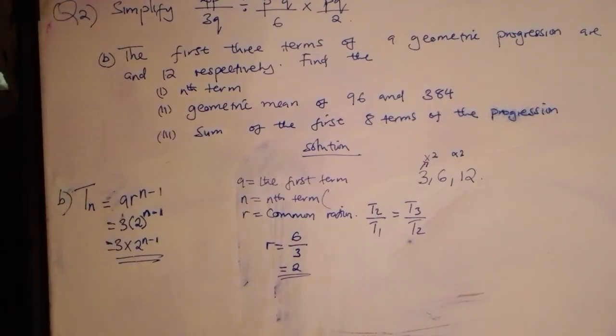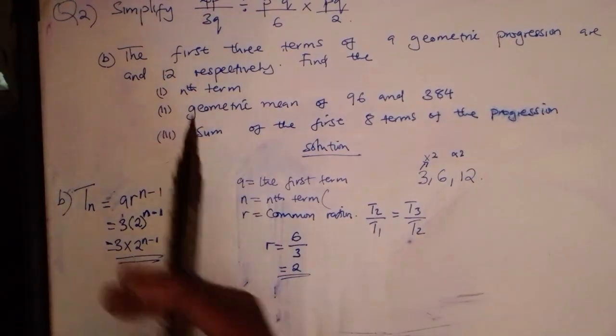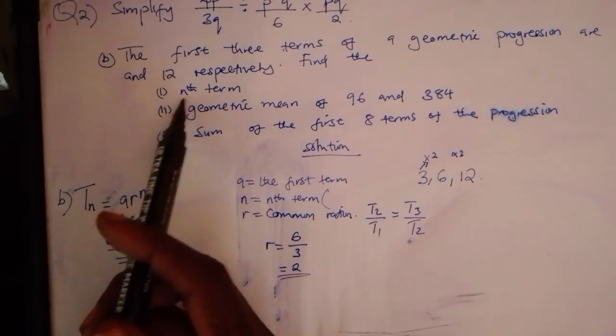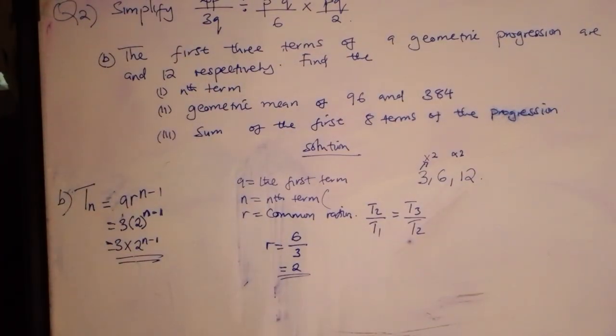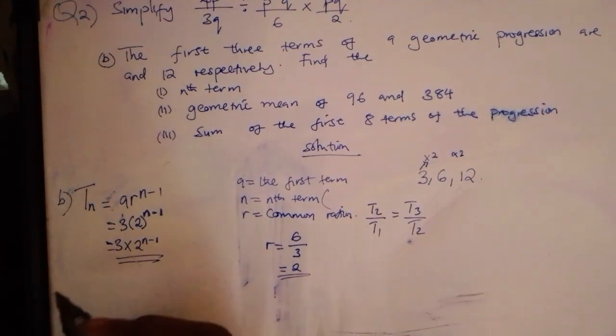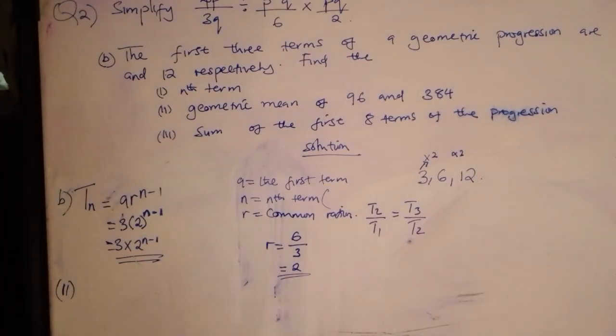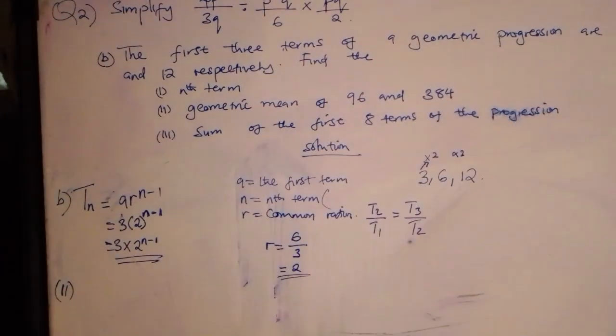You end there. Why? Because they haven't given us the position for us to calculate. We have just been given n. So there is nothing which we can do about it. Moving on to our second question, which is asking us to calculate the geometric mean. When they tell you to calculate the geometric mean, in simple terms, they are just asking you to calculate the number in between 96 and 384. So they are saying which number is between 96 and what?